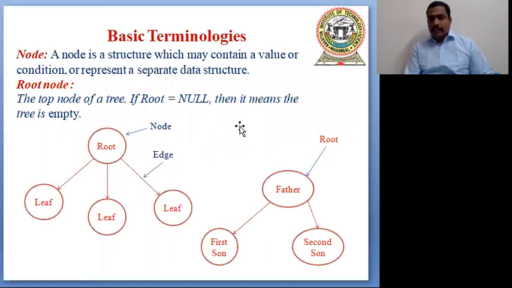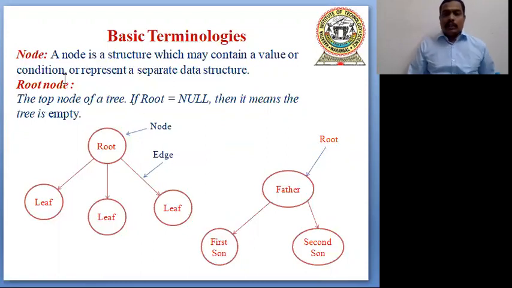Here we will discuss some basic terminologies. First, node. What is a node? A node is a structure which may contain a value or condition or represent a separate data structure. Here the circle represents a node of the particular tree. And the root node, that we discussed now: the top node of a tree is the root node. If root equals null, then it means that the tree is empty. The circle is mentioned as a node and the links are mentioned as edges.